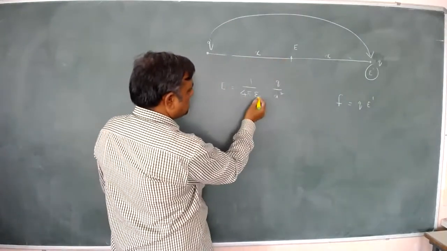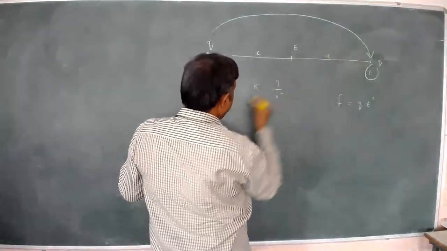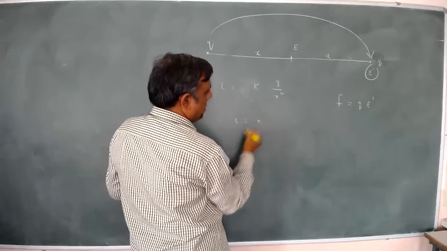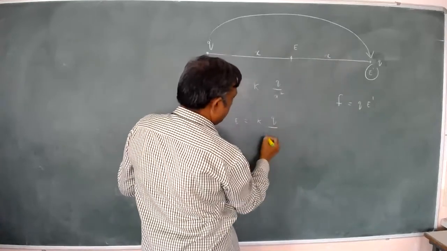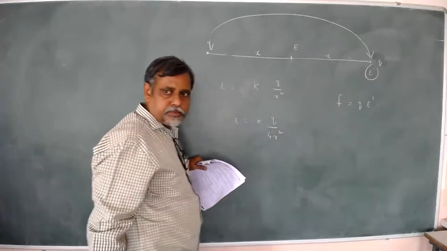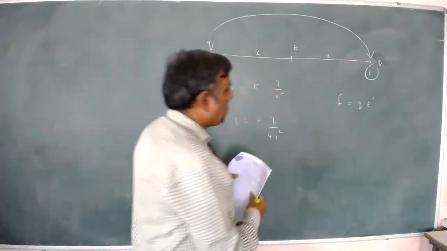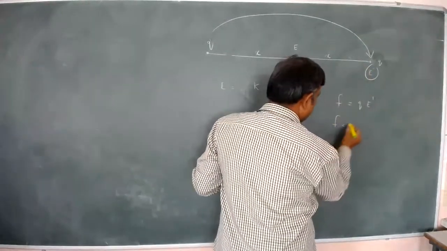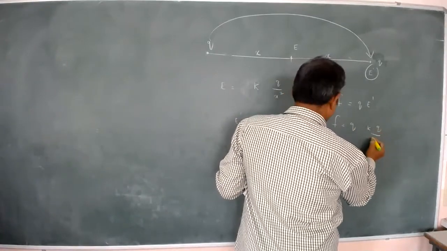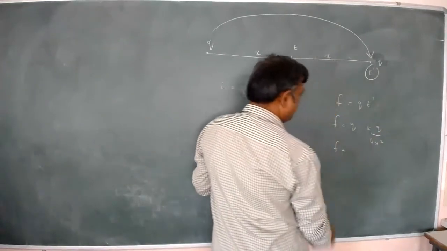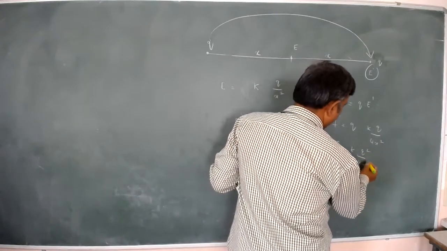So E is 1 by 4 pi epsilon naught, I will write it as k, k into q by x square. Now this is E dash, how much is it? k, which is 1 by 4 pi epsilon naught, into q by 4x square. So this is E dash. Now the force experienced by this particle is Q into E dash, which is k into Q by 4x square. So F is equal to k into Q square by 4x square.